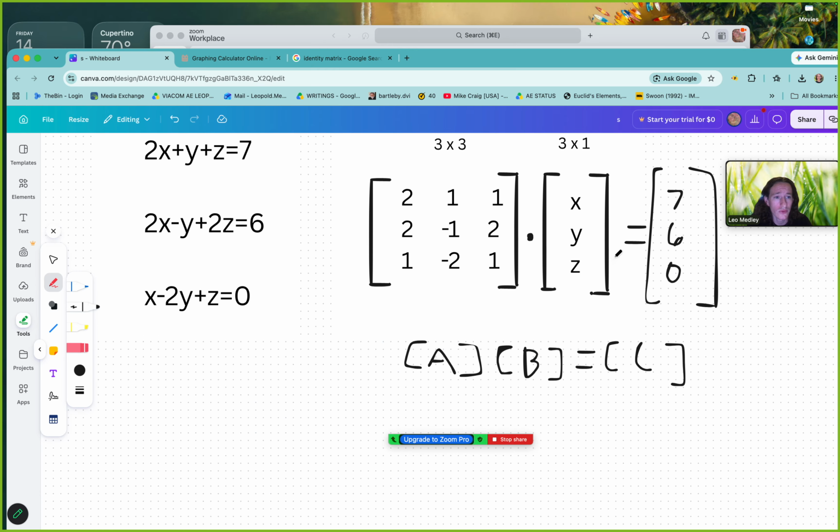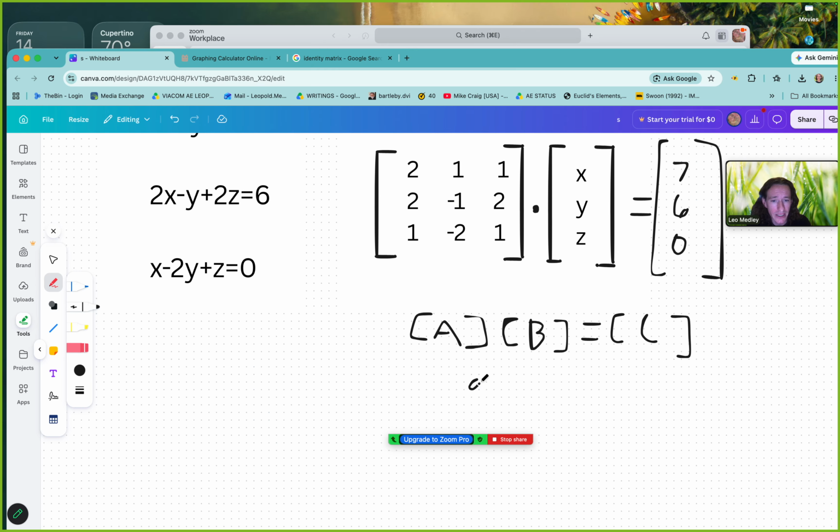So if this was arithmetic, it'd be pretty easy. If we had A times B equals C, and we wanted to find the value of B by itself, we would just divide both sides by A, because division is the inverse operation of multiplication. But you can't do that with matrices. You can't divide matrices. I couldn't just come over here and divide both sides by the matrix A. That just wouldn't work, because division is not defined for matrices.